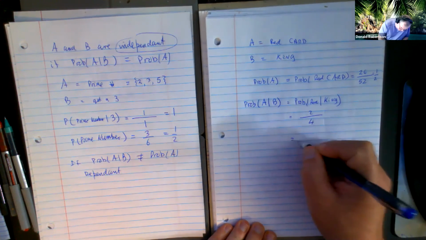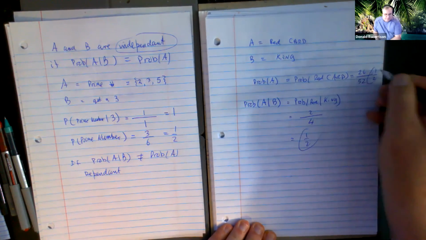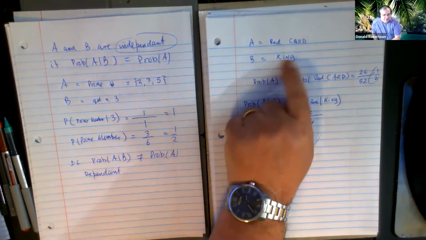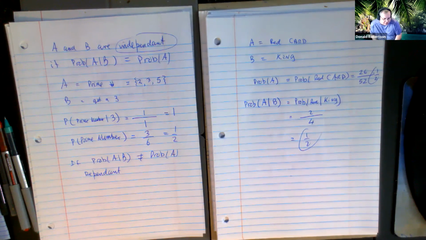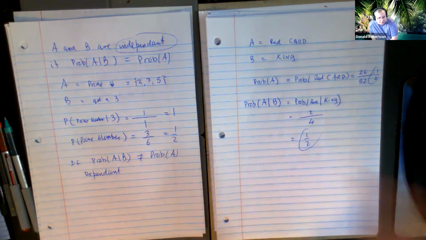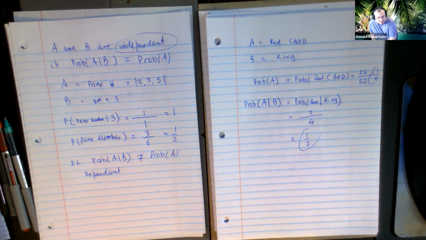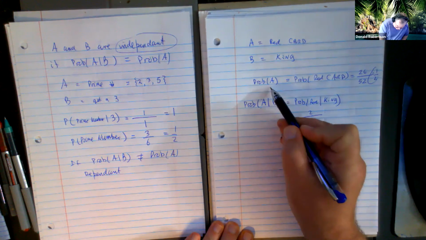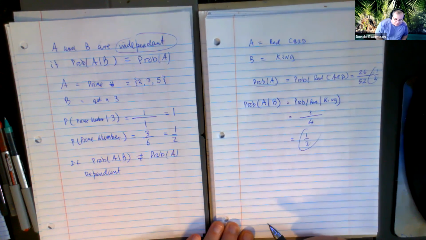Wait a minute, isn't that answer the same? So that means red cards and kings are independent events, right? If you know it's a red card or you don't, if you know it's a king or it's not, one event has no influence on the chances of the other event happening, right? They don't interact. Even though there are red kings there, that doesn't matter. Probability independence just means that they don't affect each other. In other words, this conditional probability is the same answer as it would have been without it. Right?